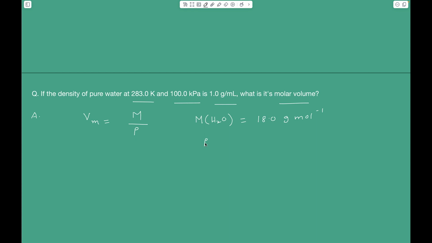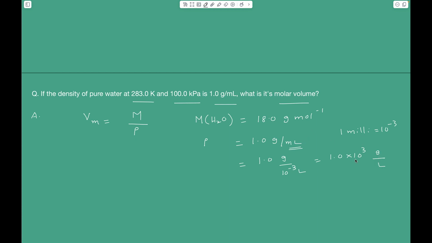And the density of water at this temperature and pressure is given as 1.0 gram per milliliter. But let us convert this volume into liters. It will be 1.0 gram per, 1 milli is equal to 10 to the power of minus 3. So it would be 10 to the power of minus 3 liters. So it would be 1.0 times 10 to the power of 3 gram per liter.